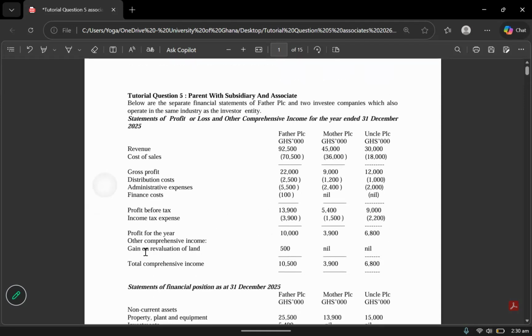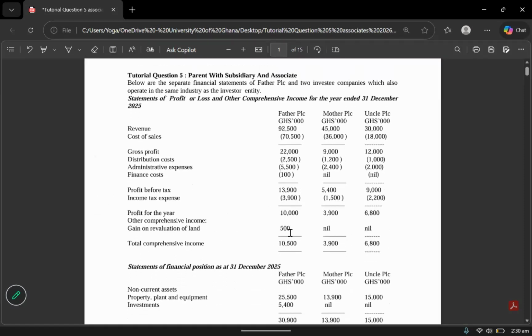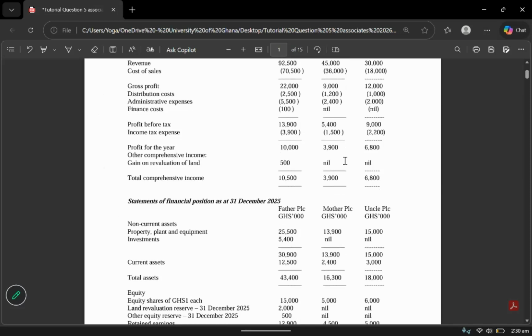There was a gain on the revaluation of land here in the other comprehensive income. Let's take note of that. And it was in relation to the parents.